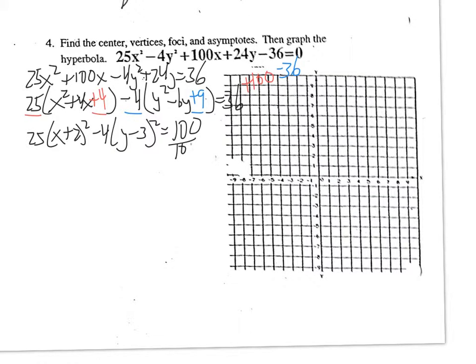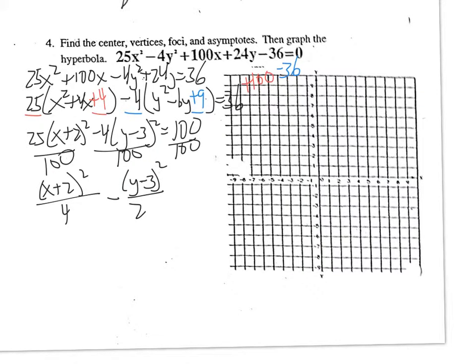And then we need to reduce our coefficients here. So 25 over 100 is 1/4. So we're going to have x plus 2 squared over 4 minus 4 over 100 is 25, so y minus 3 squared over 25 equals 1. So we finally got it into the form that we need.